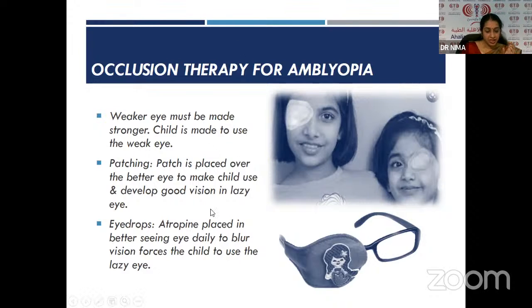Then if the child is very resistant to patching, and if they are small babies, then we use atropine drops, which are placed daily in the better seeing eye. So that image will be blurred and they will use the lazy eye. That is the principle of the patching.